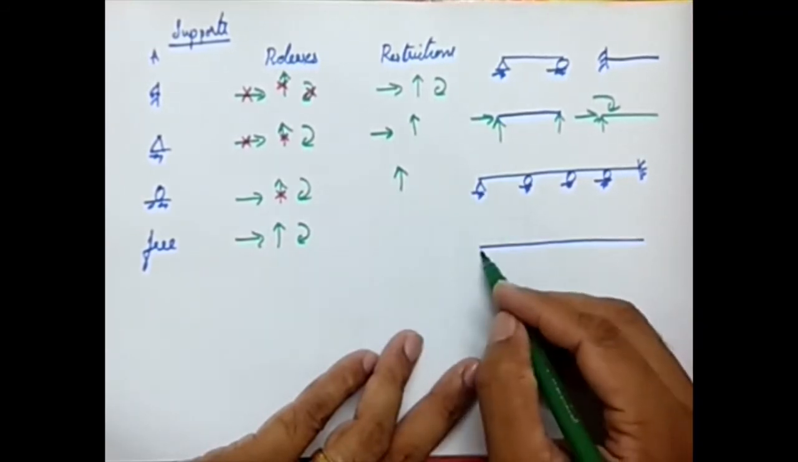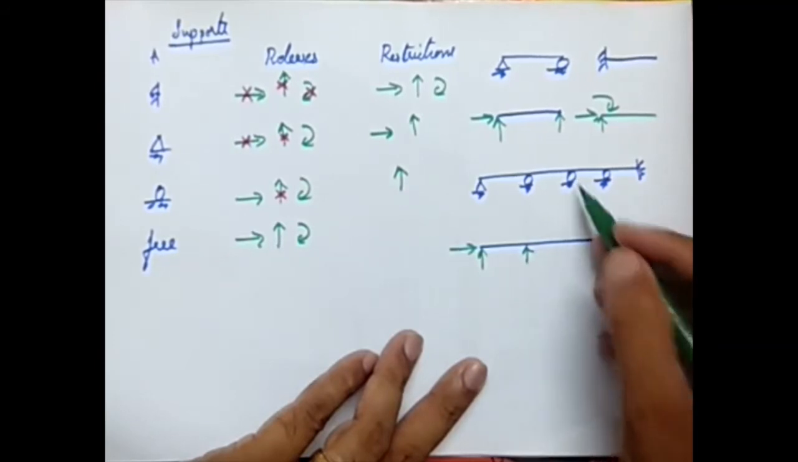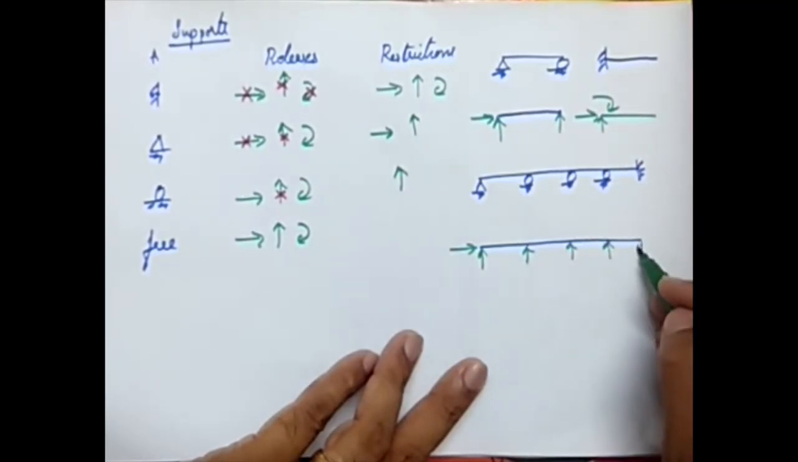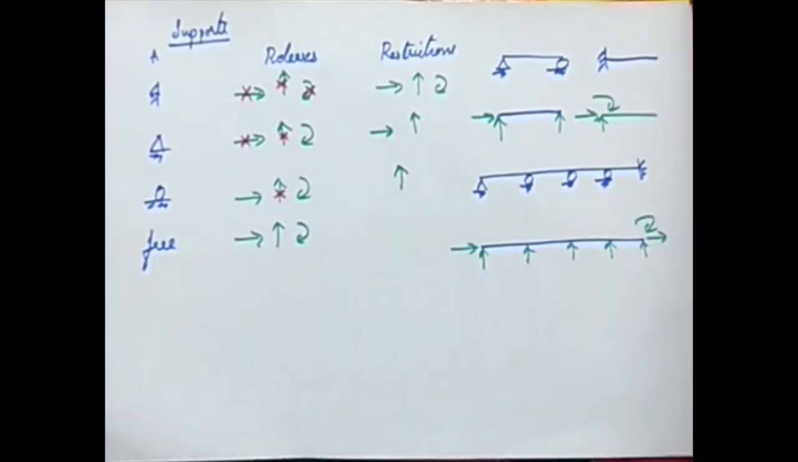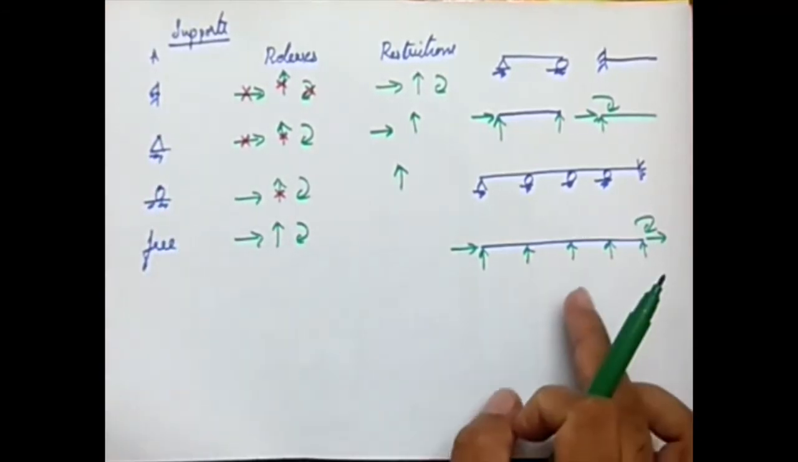This is a hinge, which means two reactions. This is a roller, one. This is a roller, one. Roller, one. This is fixed, which means I'm going to have three. So this is the representation of a continuous beam. Okay. So this is how we convert these images into reactions.